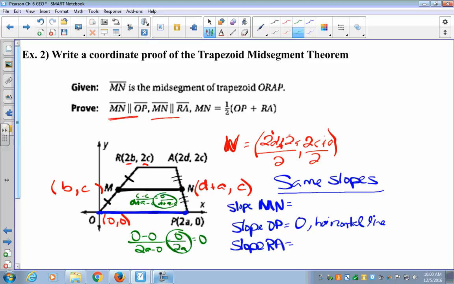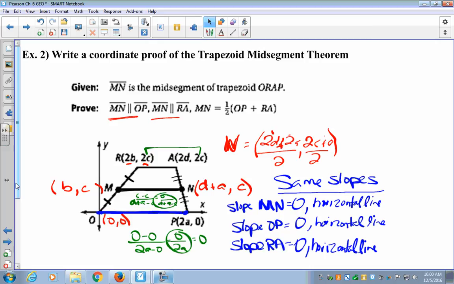On top, same thing here. 2c minus 2c is 0. That makes our numerator 0 and the whole slope is 0. So we're going to say the same thing for all of these. Slope of MN is 0 because it's a horizontal line. And let's write that also for RA. The slopes of all the horizontal lines in the world are 0.